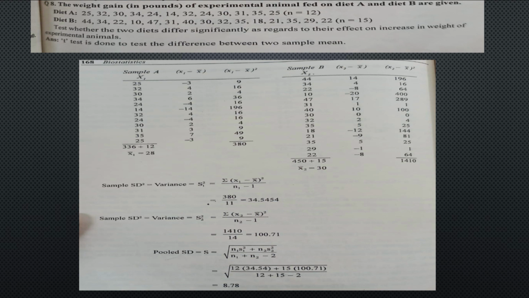So the x1 minus x bar and x1 minus x bar the whole square values are calculated for sample A and sample B, and the sample standard deviation variance is calculated using the formula sigma (x1 minus x bar) the whole square divided by n1 minus 1, and the pooled SD is calculated using the formula root of (n1 s1 square plus n2 s2 square) by (n1 plus n2 minus 2). Corresponding values are put in the formula, and the pooled SD value is 8.78.